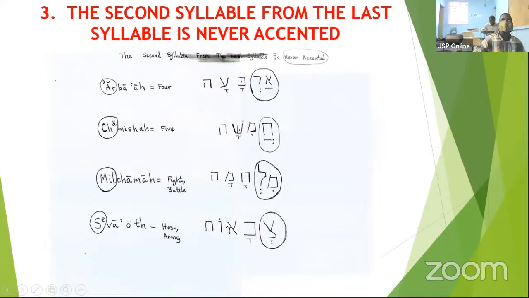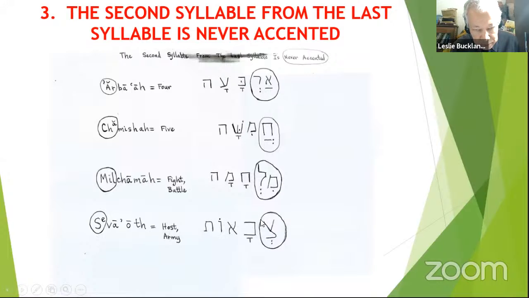Sevaoth, which means host or army. Notice that oath is the last syllable, ba is the first syllable away from the last syllable, and se is the second syllable away from the last syllable, and so it does not get an accent. So this rule is: the second syllable from the last syllable is never accented.